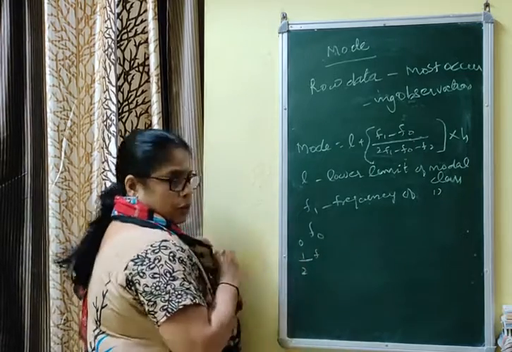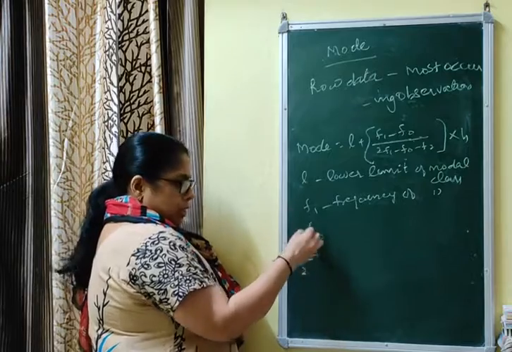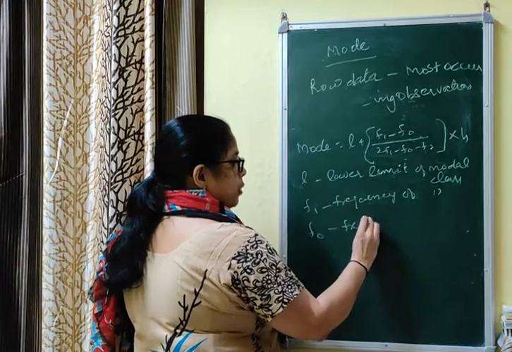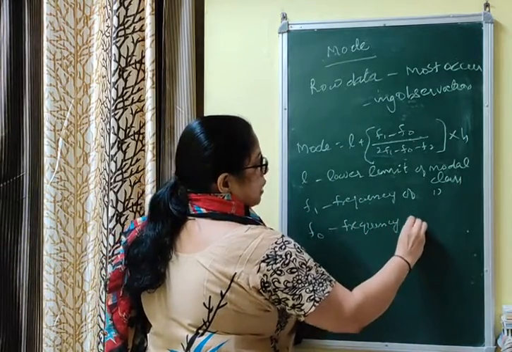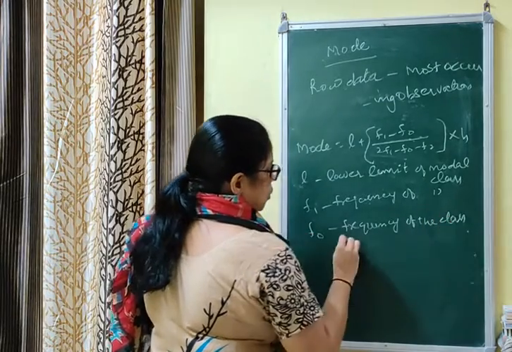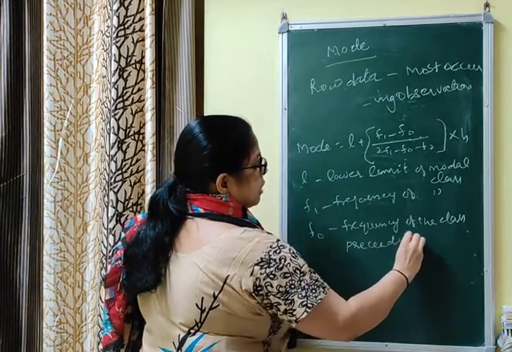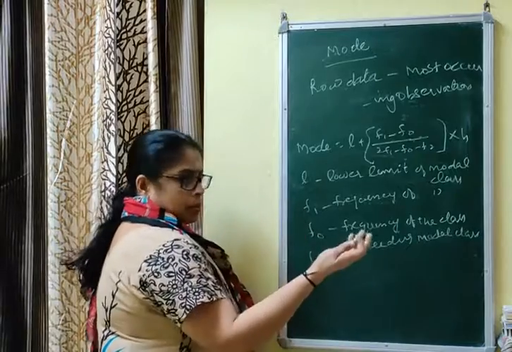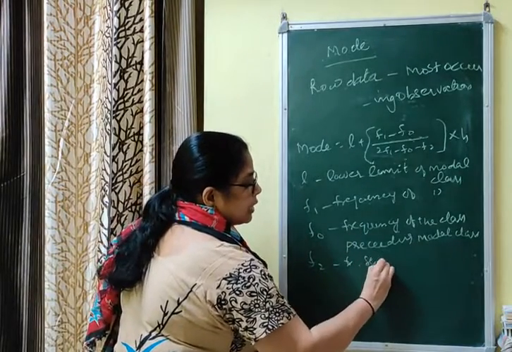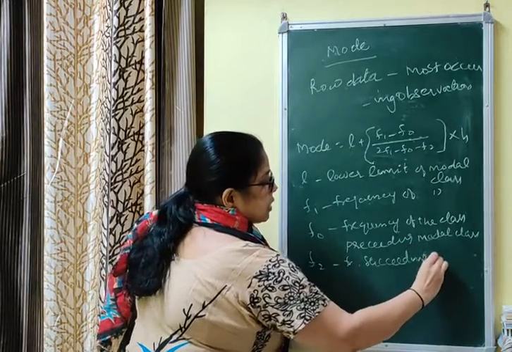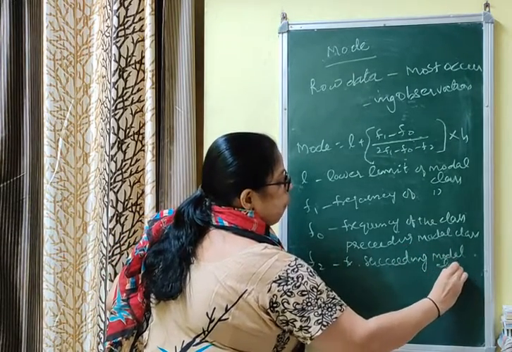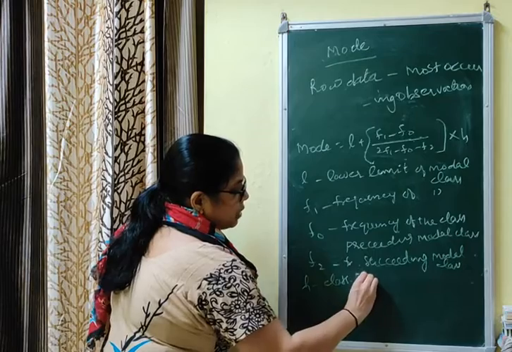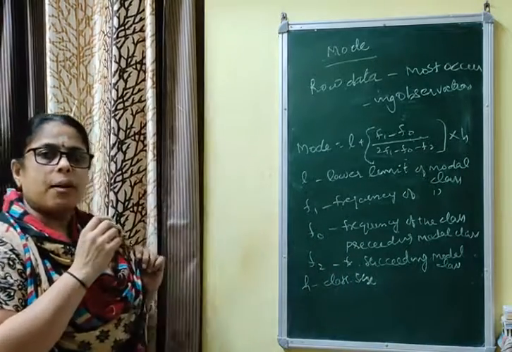1 is the frequency of the modal class, 0 is the frequency of the class above it, and 2 is the class below it. Above means preceding: the frequency of the class preceding the modal class. Now f2 is the next one, meaning succeeding: the frequency of the class succeeding the modal class. And h is the class size. h means you have to take the class size, that is the difference between the upper limit and lower limit.